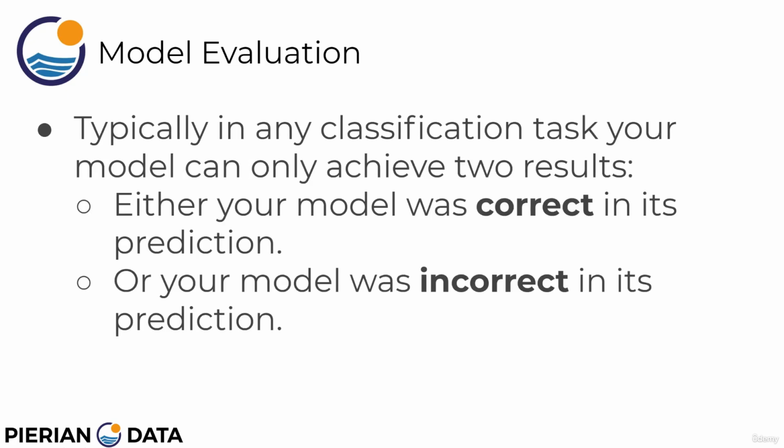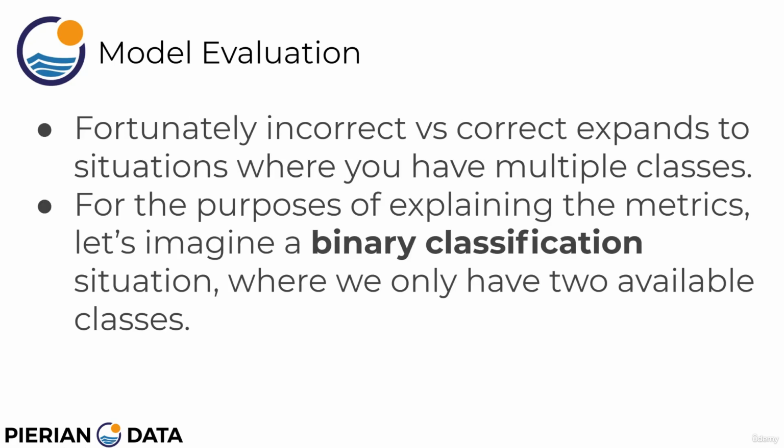Typically, in any classification task, your model can really only achieve two results. Either your model was correct in its prediction, or your model was incorrect in its prediction. And all classification metrics stem from this idea. Fortunately, incorrect versus correct also expands to situations where you have multiple classes, such as trying to predict categories of more than two. For example, you have category A, B, C, D. You can either be correct in predicting the correct category or incorrect in predicting the right category.